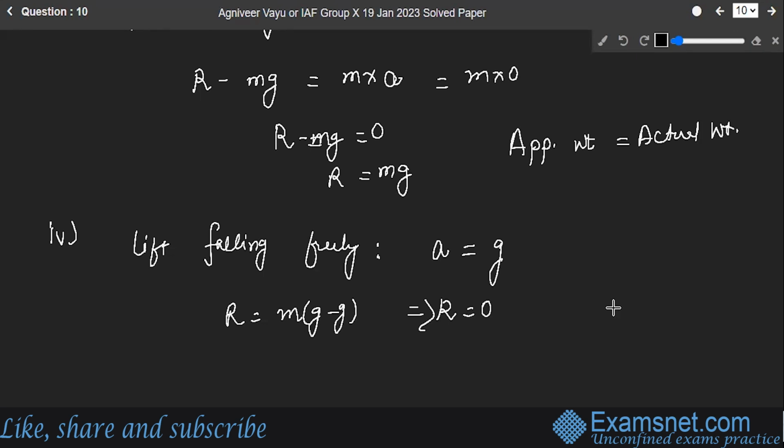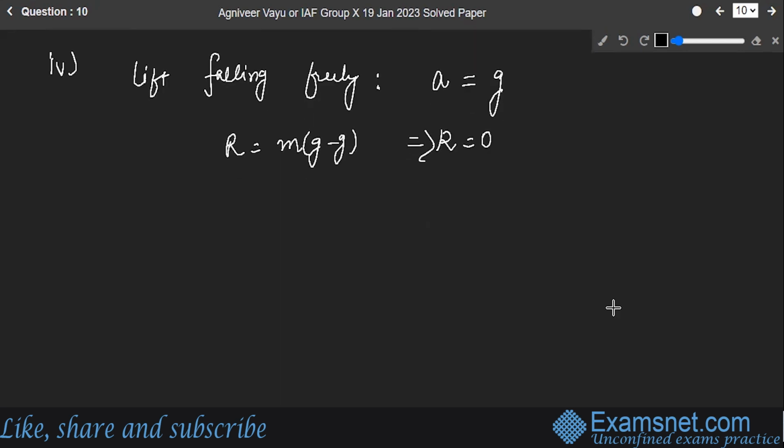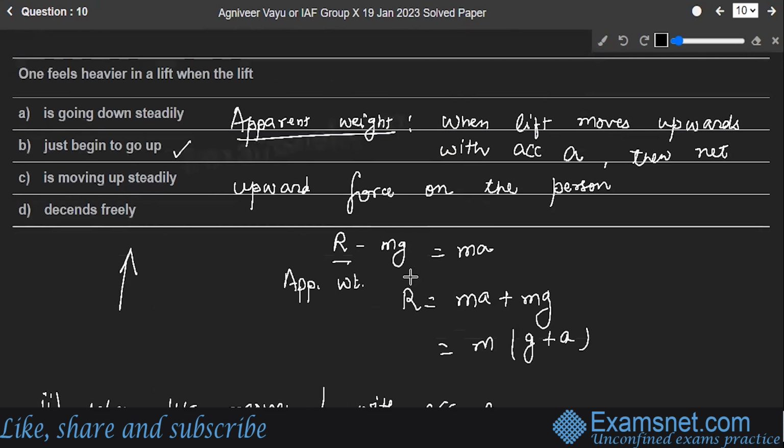Okay. Now, when the lift moves upward with the acceleration a, the net upward force was given by R minus mg is equal to ma, right? So now the question was, when will he feel heavier in a lift? It will definitely be the one when it is moving upward with the acceleration a.